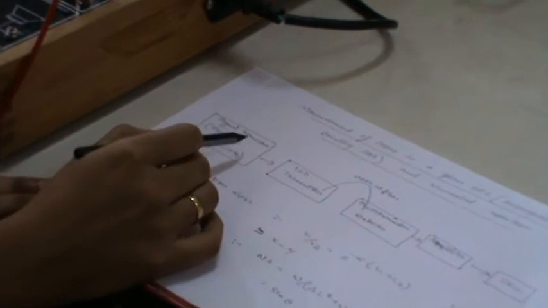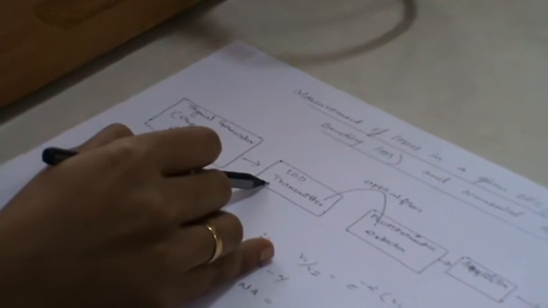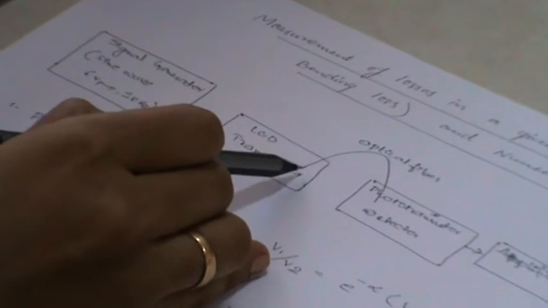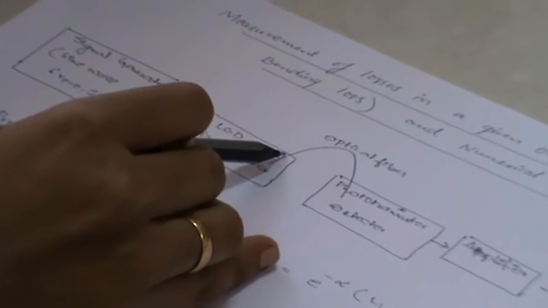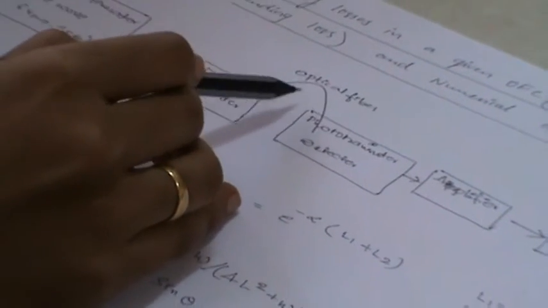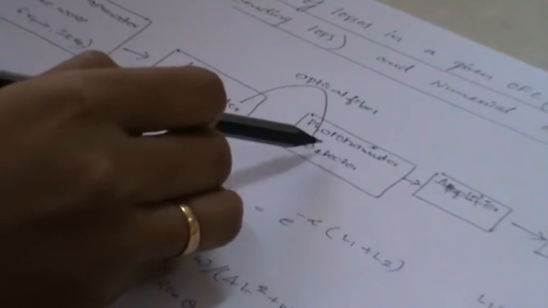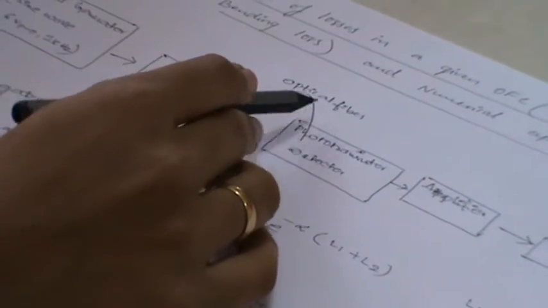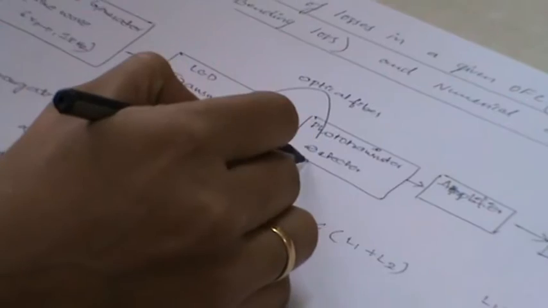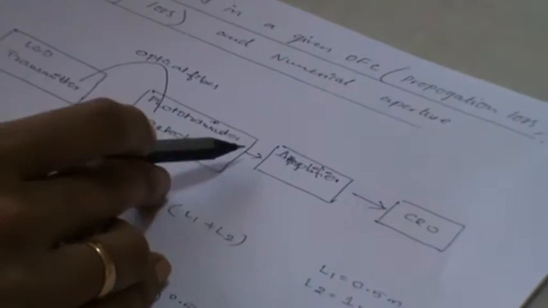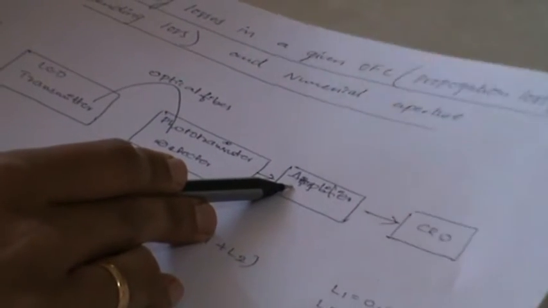generate either a sine wave or a square wave, which is given to an LED transmitter. The LED transmitter converts the electrical signal to a light signal when we connect an OFC cable from the LED transmitter to a photodetector. Here, the light signal is converted back to an electrical signal. Once converted, it is amplified just for the observation point of view.